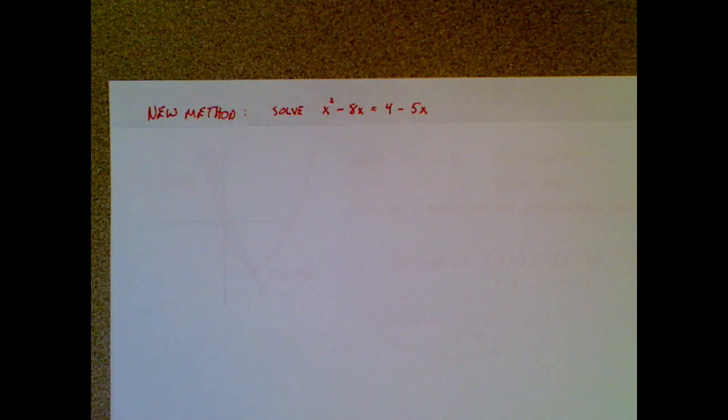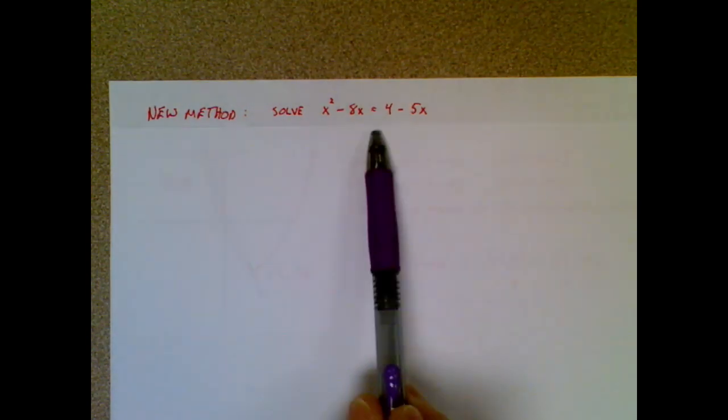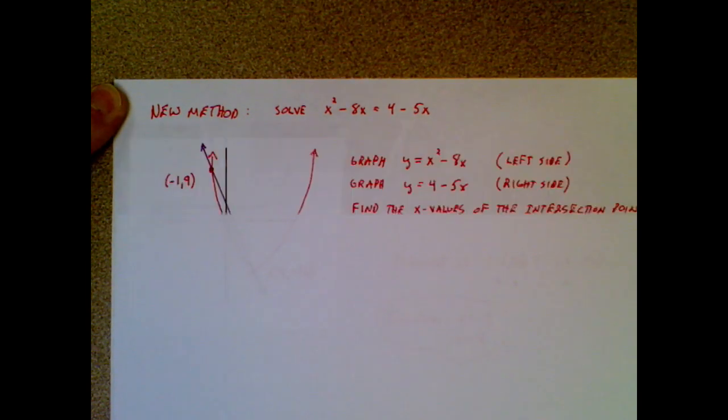So with this new method, it's still going to be by graphing. We're going to be able to solve this equation without rearranging it and setting it equal to 0. We're going to get the exact same answer as the previous method, but we don't have to turn it into standard form set equal to 0. And here's the procedure.